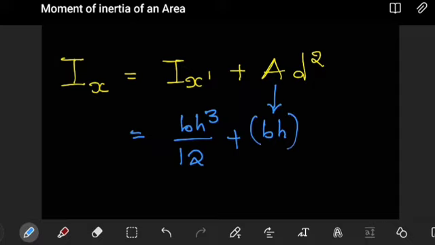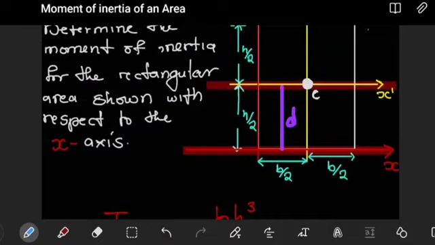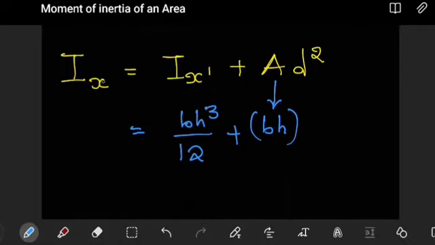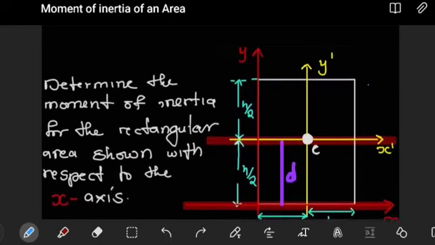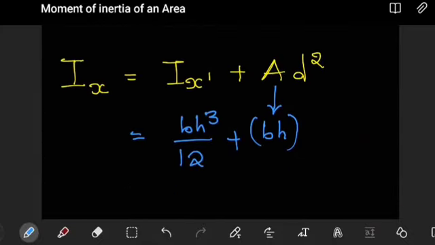This is giving us the distance between them, the distance perpendicular to both axes, the x prime axis and the x-axis. In this case, I labeled that distance as d, but observe that it is just h over 2. That's the distance between the two axes, but it has to be squared. So what we have is h over 2, squared.